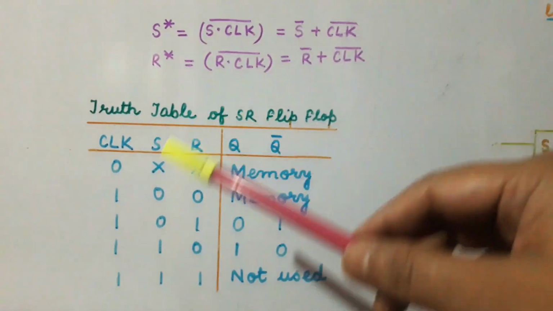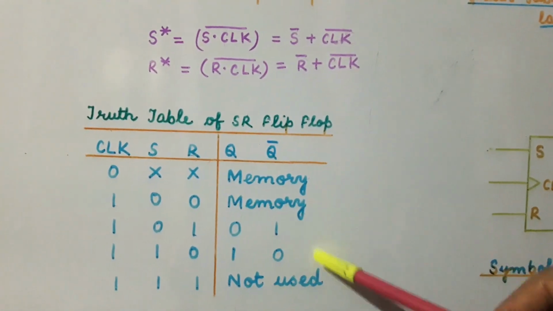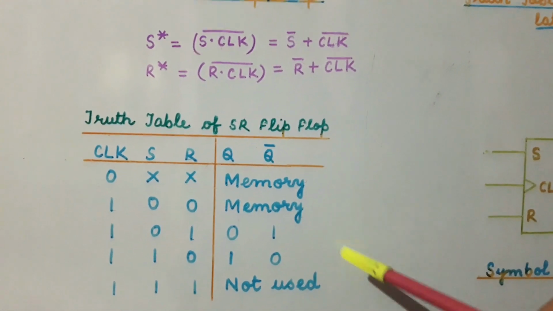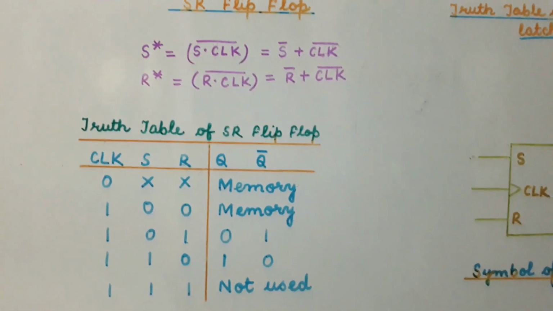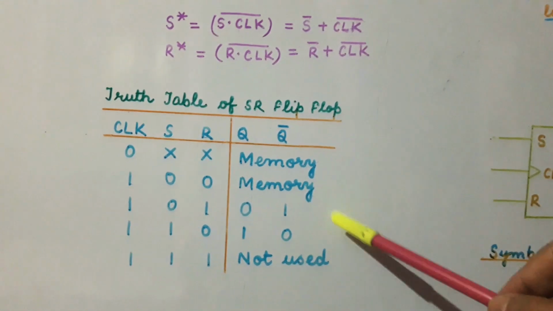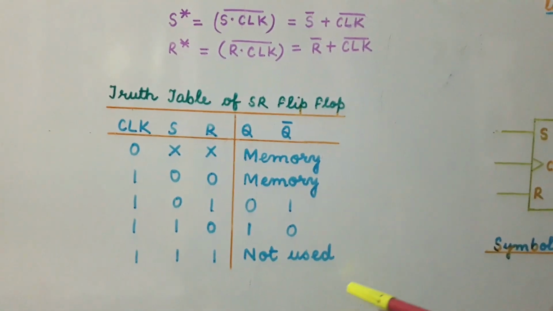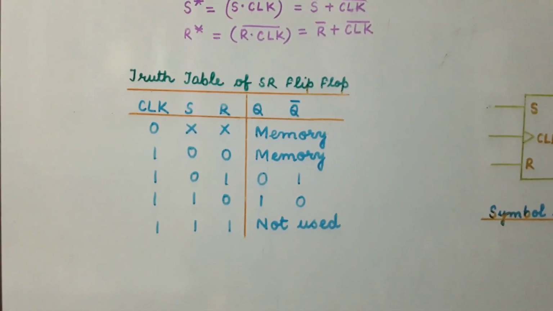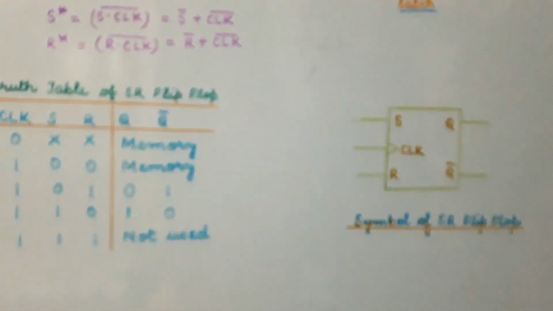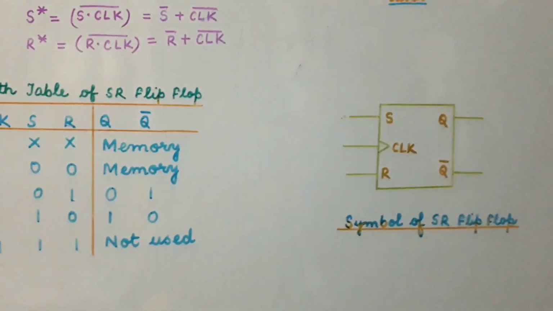So we find that this is the truth table of the SR flip-flop, and this is how we can derive the truth table of the SR flip-flop. As you can see, this is the symbol of the SR flip-flop.